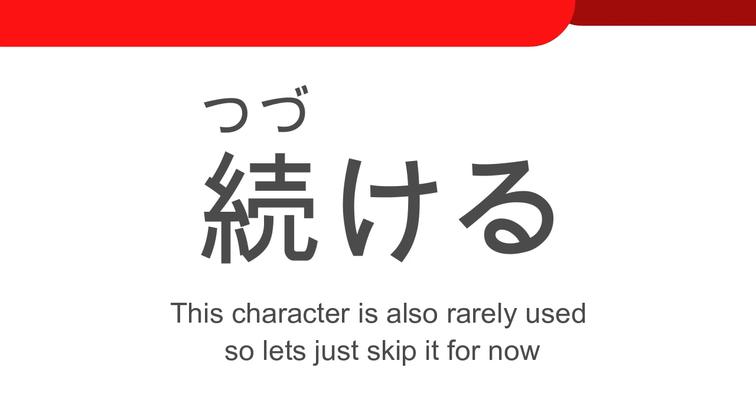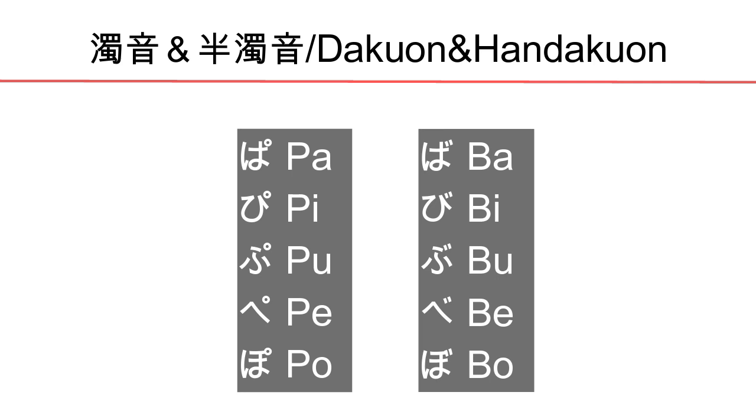And you might as well also think of this kanji as non-existent. Meanwhile, handaku-on, as opposed to daku-on, only affects the H category. In daku-on, the H becomes B. So ha, hi, hu, he, ho becomes ba, bi, bu, be, bo.